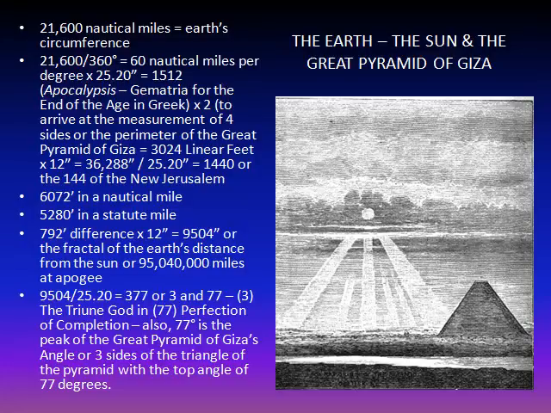Now, 9504 divided by 25.20 inches of the sacred cubit is equal to 377, or 3 and 77. 3 is the number of the triune God, in 77, perfection of completion. Also, 77 degrees is the peak of the Great Pyramid of Giza, or 3 sides of the triangle of the pyramid, with the top angle being of 77 degrees.